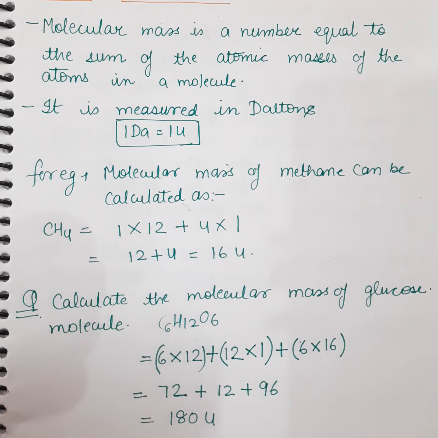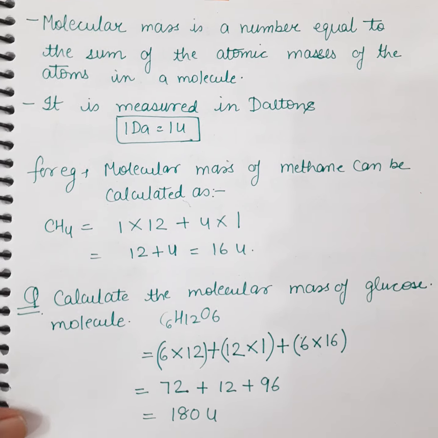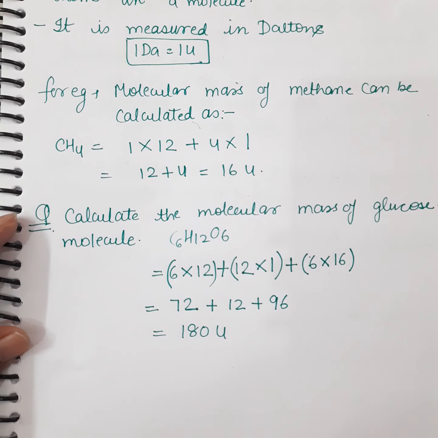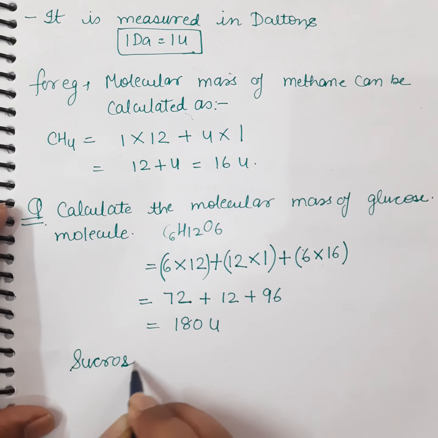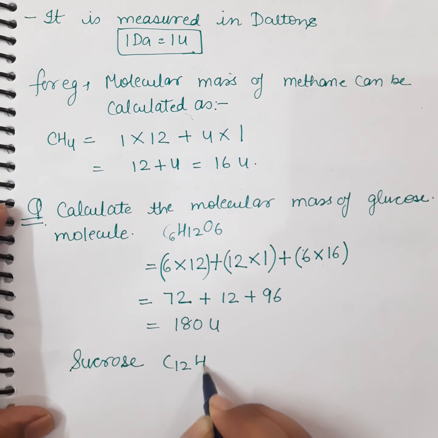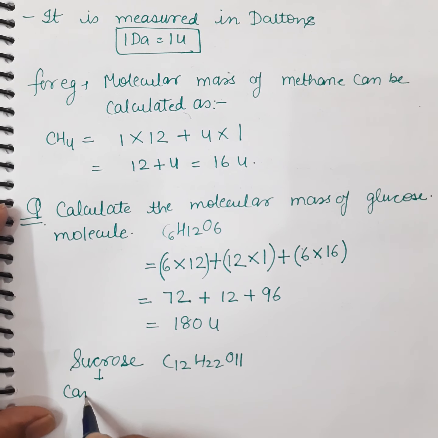Sometimes the question asks to calculate the molecular mass of sucrose. The formula of sucrose is C12H22O11. It is also known as cane sugar.